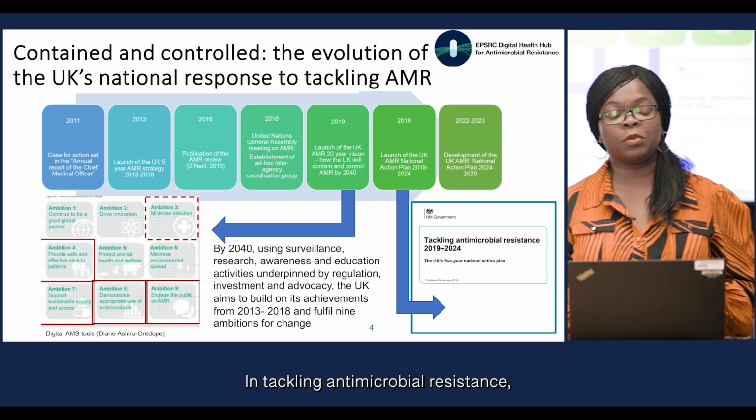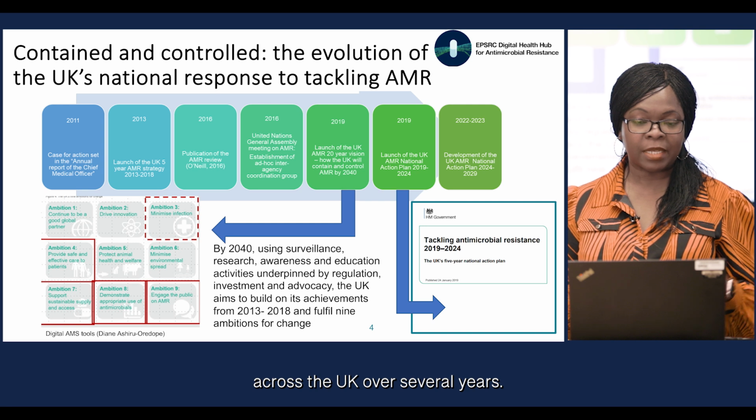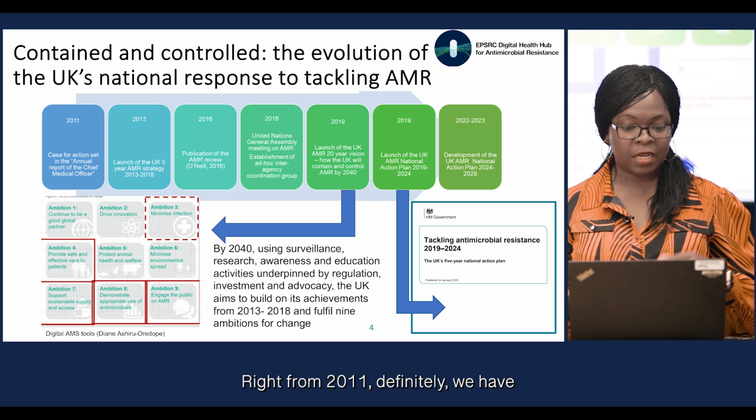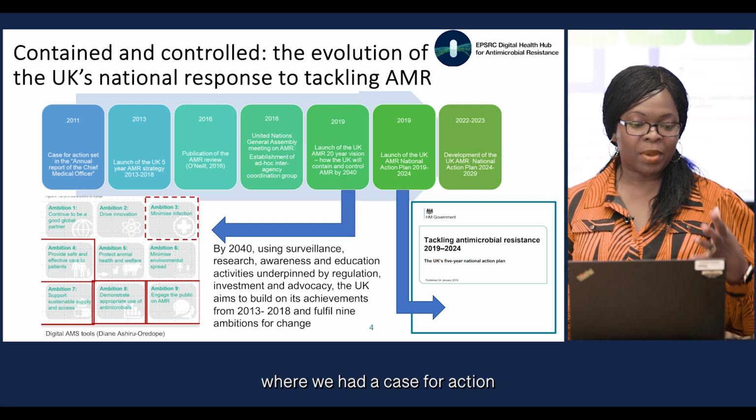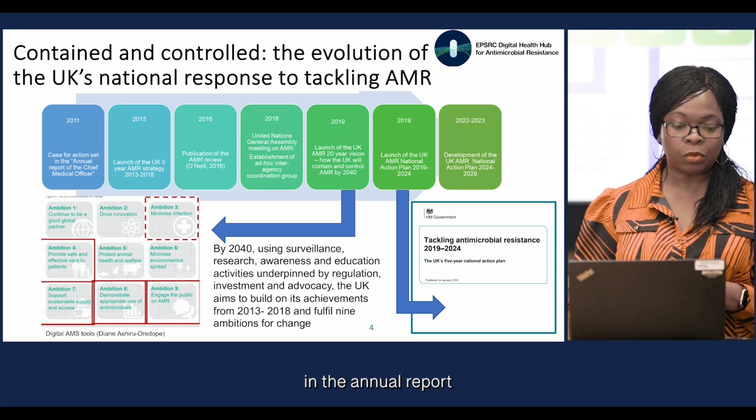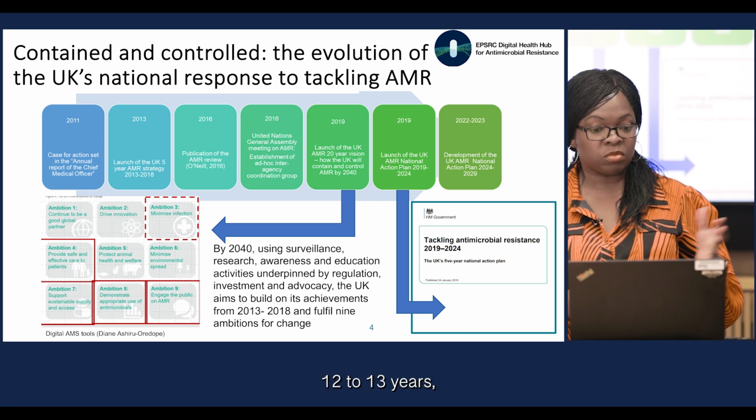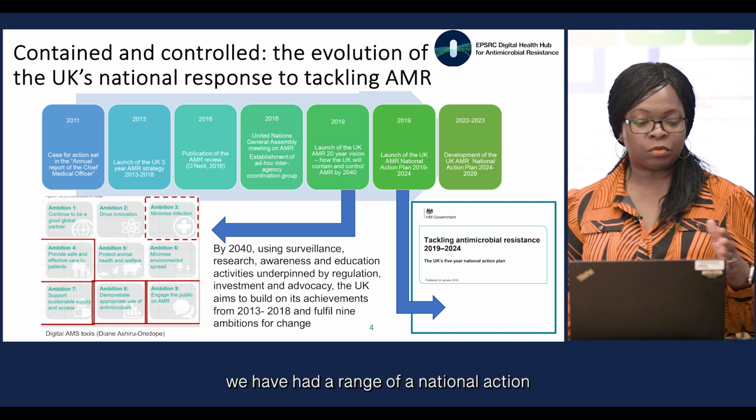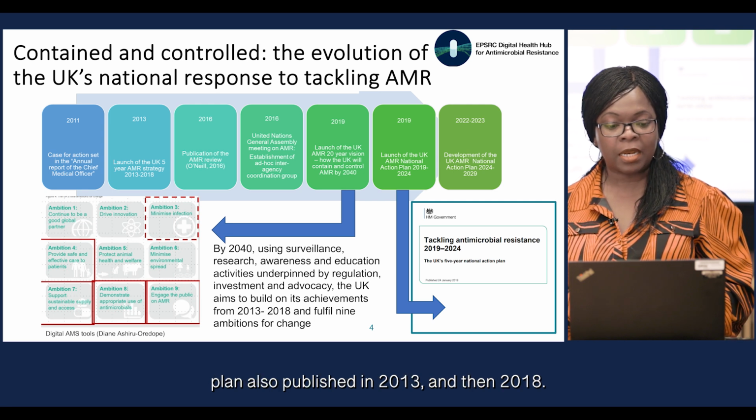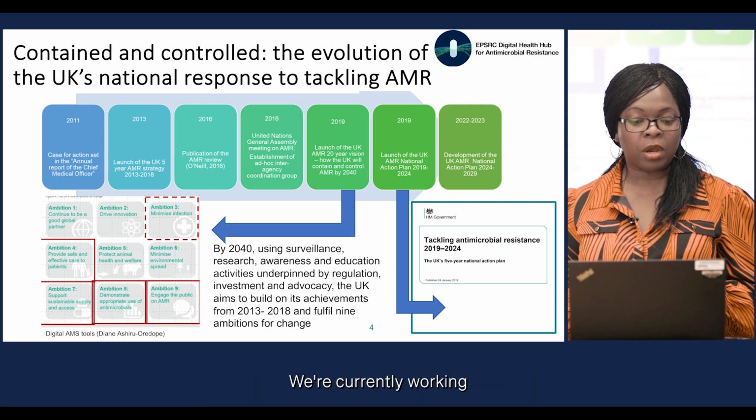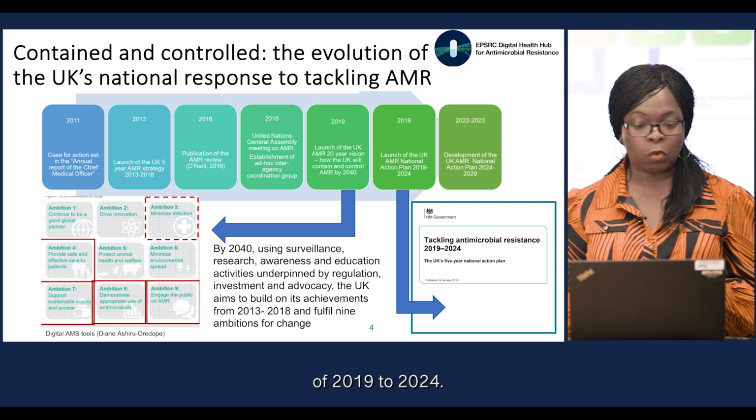In tackling antimicrobial resistance, there's been a significant amount of work done across the UK over several years. Right from 2011, we have that available, and the information is still online, where we had a case for action in the annual report for the Chief Medical Officer. And as you can see there, over the last 12 to 13 years, we have had a range of national action plans also published, 2013 and then 2018. We're currently working through the National Action Plan of 2019 to 2024.